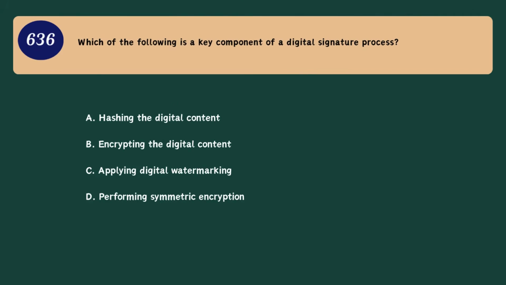Question 636. Which of the following is a key component of a digital signature process? A. Hashing the digital content. B. Encrypting the digital content. C. Applying digital watermarking. D. Performing symmetric encryption.